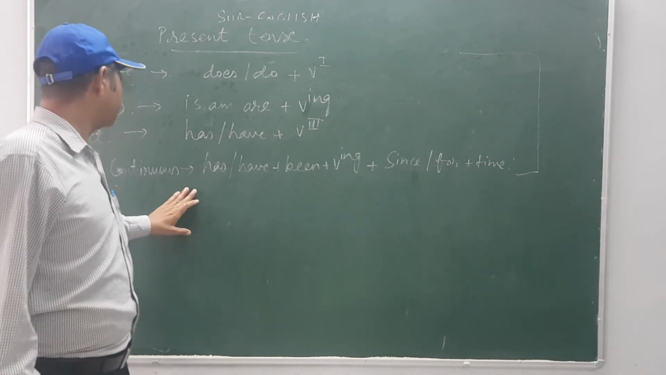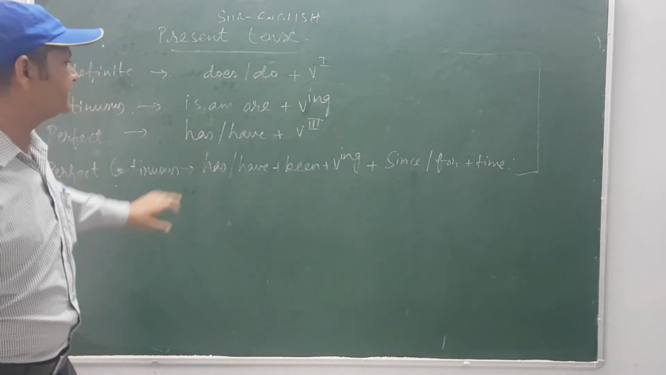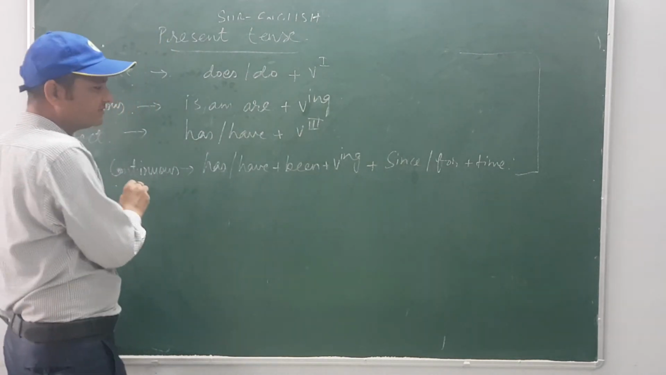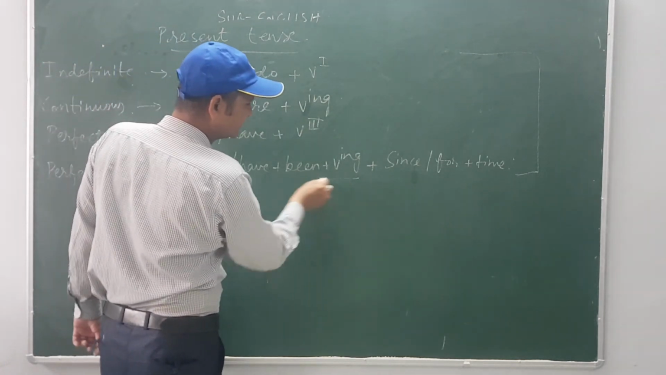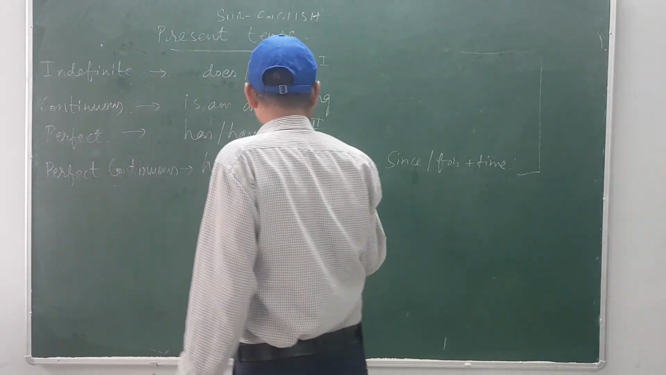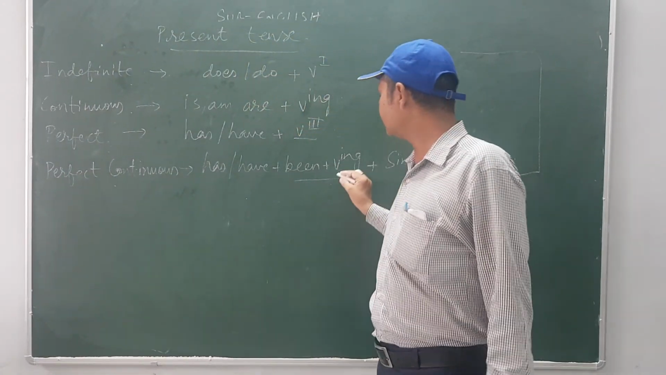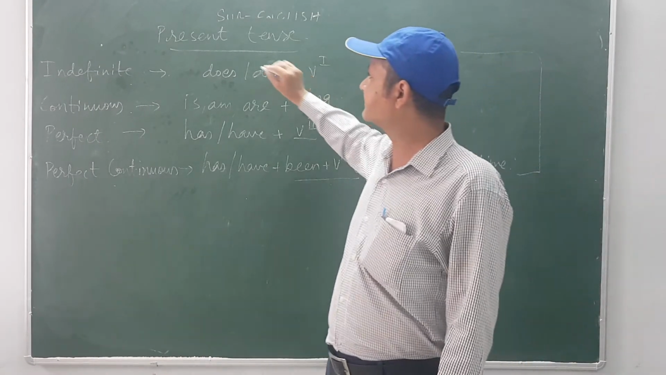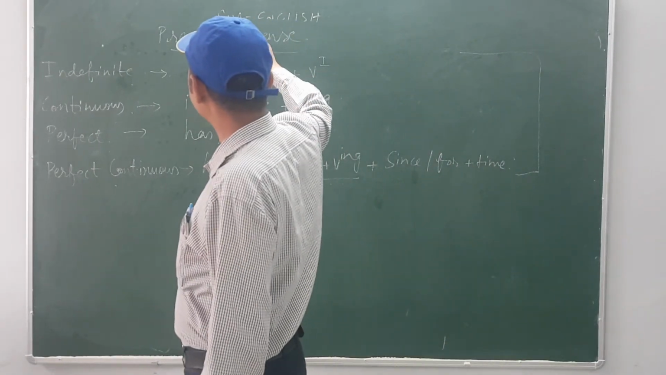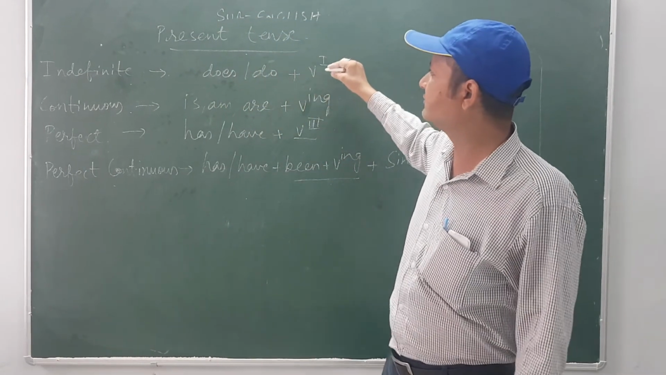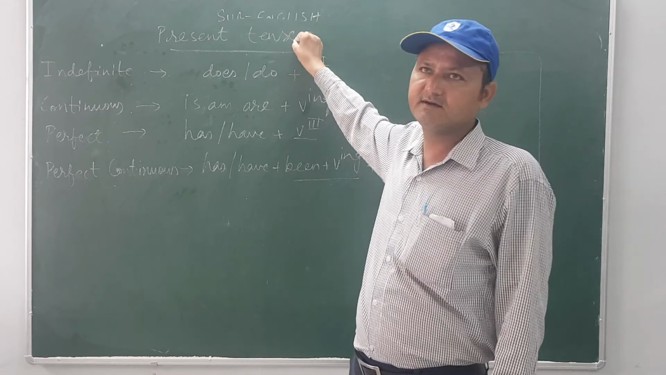And in the perfect continuous tense, students may commit mistakes in this perfect and perfect continuous, but there is a change in the verb. Here we are using the third form of verb, but in the present perfect continuous tense we are using the verb with the ing form. So I have explained each and every part, and I have also given the simple format for you related to the present tense.